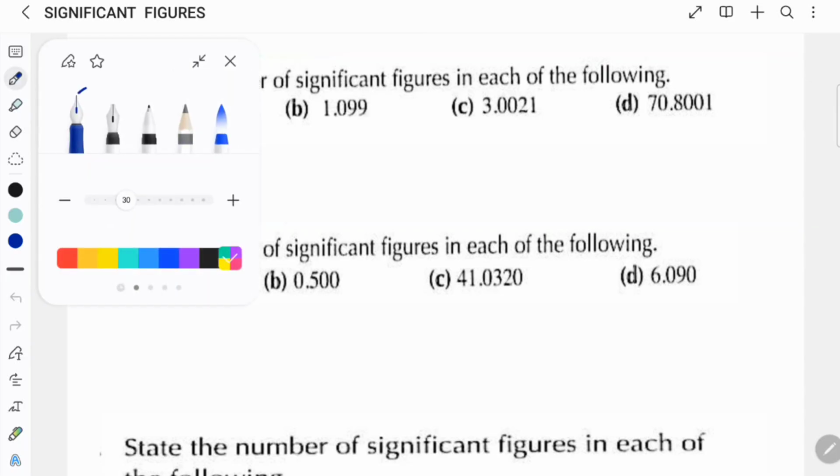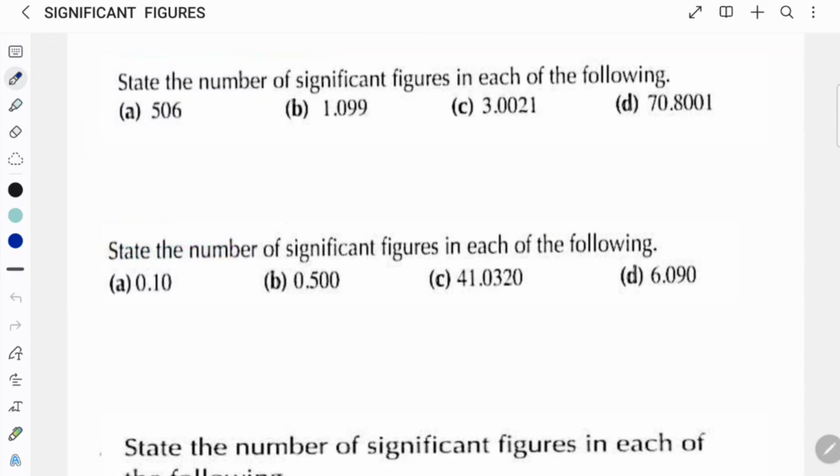Okay, so the first one: state the number of significant figures in each of the following. 506 is 3 significant figures. 1.099 is 4 significant figures: 1, 2, 3, 4. 3.0021, so there are 1, 2, 3, 4, 5 significant figures. And 70.8001: 1, 2, 3, 4, 5, 6. There are 6 significant figures. Okay, now come to the next one.